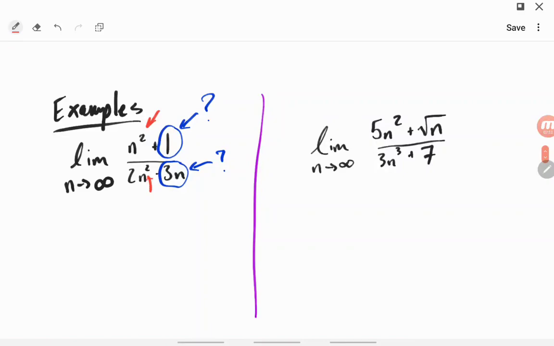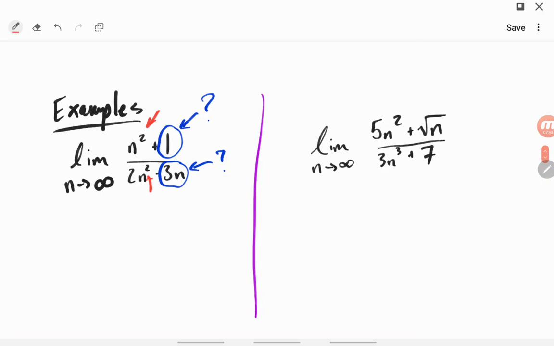If I take 100 and square it, that gives me a large value. Does that plus 1 really change what my number is? Not really. If I take 2 times 100 squared and then subtract 3 times 100, well, yeah, that'll have a little bit of an effect. But what if n is like 3 billion? 3 billion squared is a massive number, so subtracting off 3 billion from that is not going to have that big of an effect.